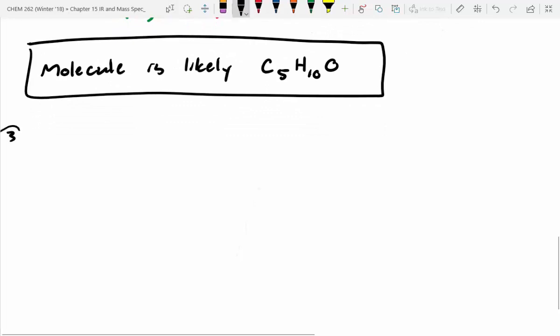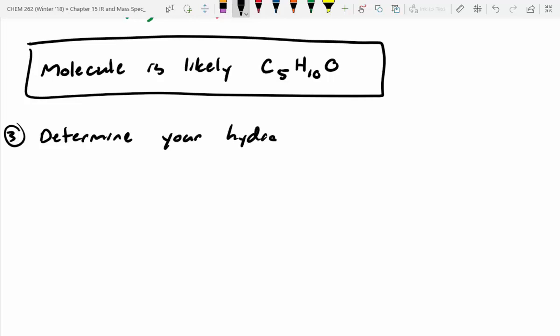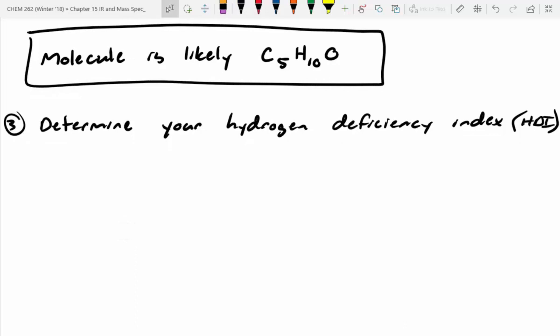So this is step 3. Determine your hydrogen deficiency index. This is also known as your HDI. And the HDI tells you a lot of useful information, and I'm going to leave our molecular formula up there for a second.